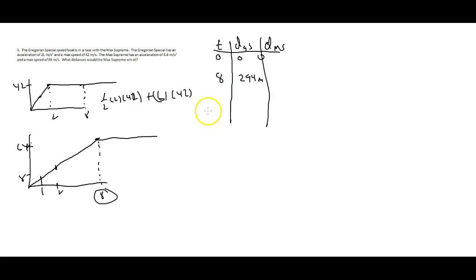Okay. Now I go and look at the Max Supreme. It is just one big triangle, so that's going to be 1/2 times 8 times 64. It's 256, I think. Yeah, 256. And so that's going to mean the distance between them right now is 38 meters. Okay? So at this very moment, the Gregorian Special is still in the lead. It accelerated faster, but it's going slower, so the Max Supreme is going to catch up to it, but the question is, where is it going to catch up to it?